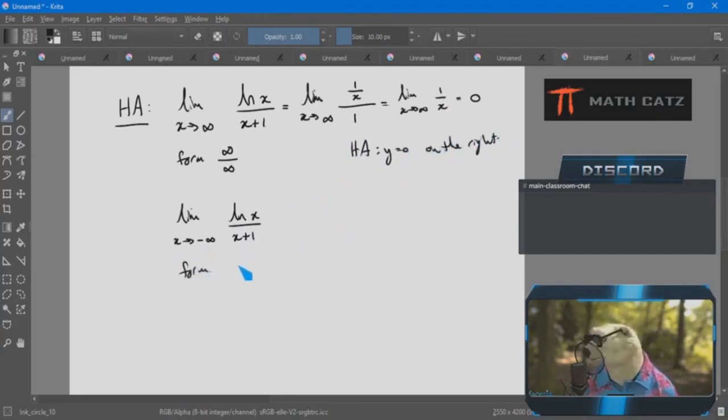Check the form. x goes to negative infinity. What is the form of this? What happens to the natural log when x goes to negative infinity? That is a question I'm asking you right now. In order for me to see, do I use L'Hopital's rule? I need to know how the pieces behave when x goes to negative infinity. Well, certainly the bottom one is going to be negative infinity. It's just an x. The 1 does nothing. What happens to the log of x for x really big but negative?